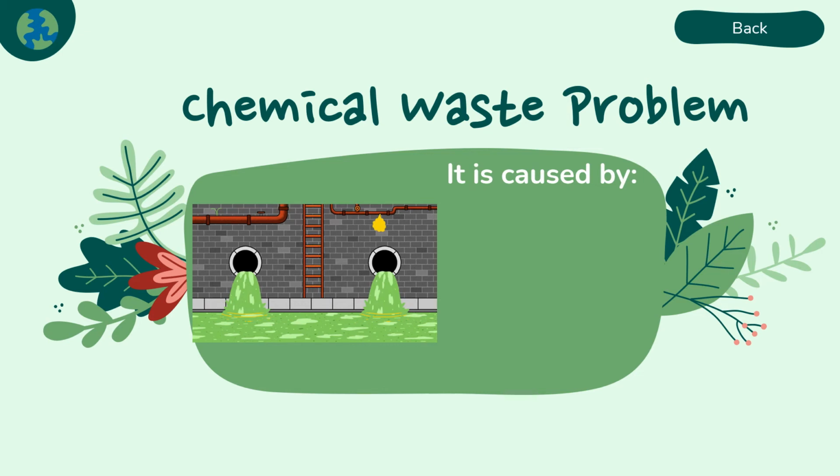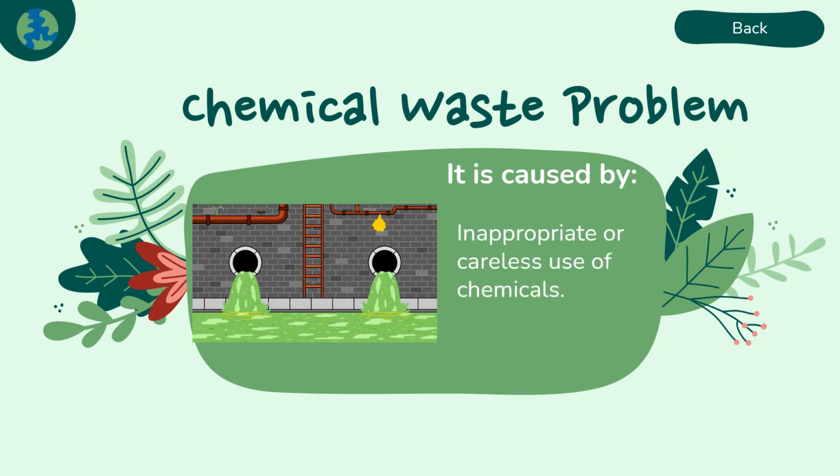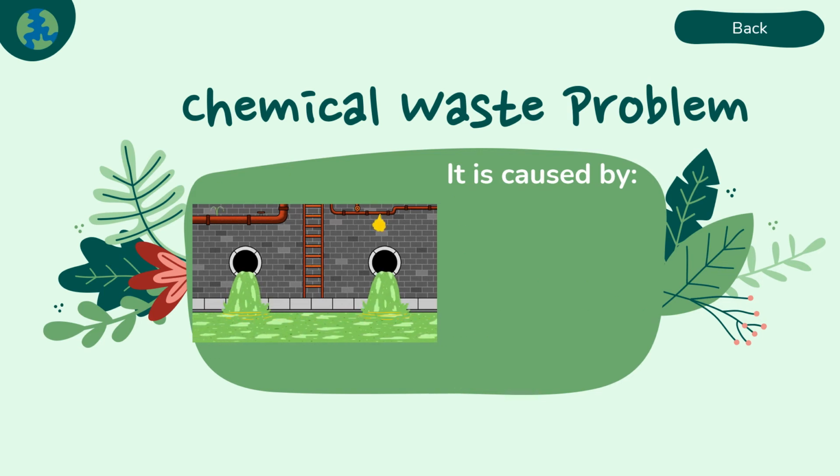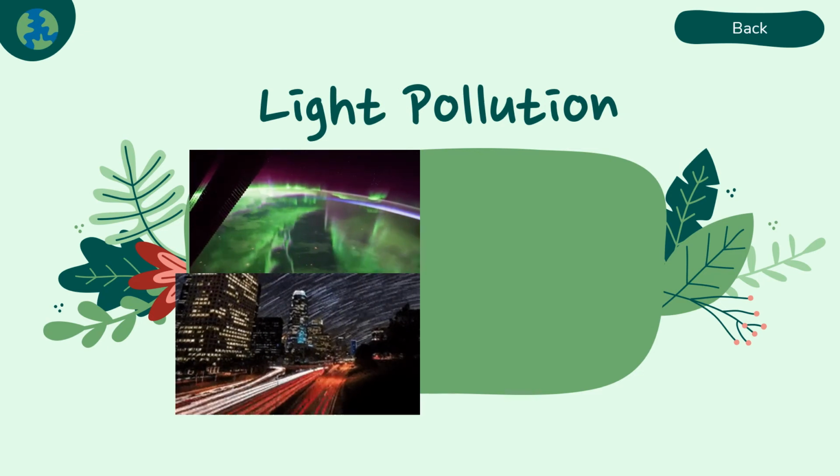Next is the chemical waste problem. Chemical waste problems are caused by inappropriate or careless use of chemicals. It is also caused by inappropriate disposal of chemical waste, such as littering, burning, or mixing it with general garbage. Some factories have this problem.